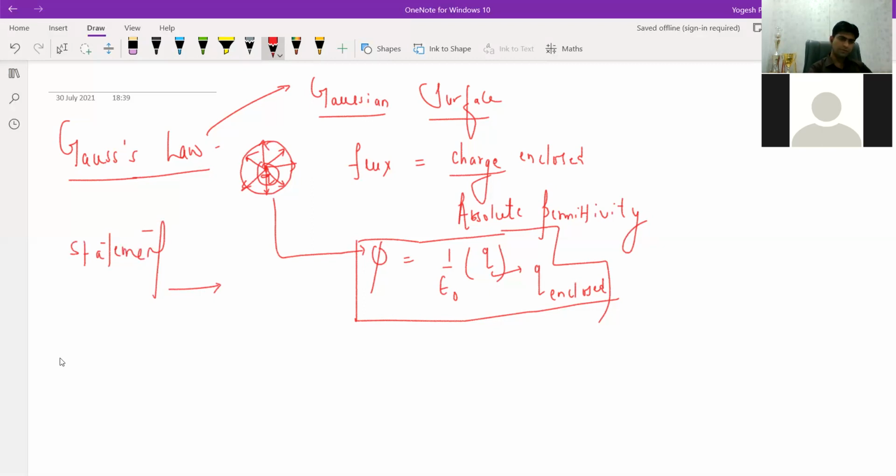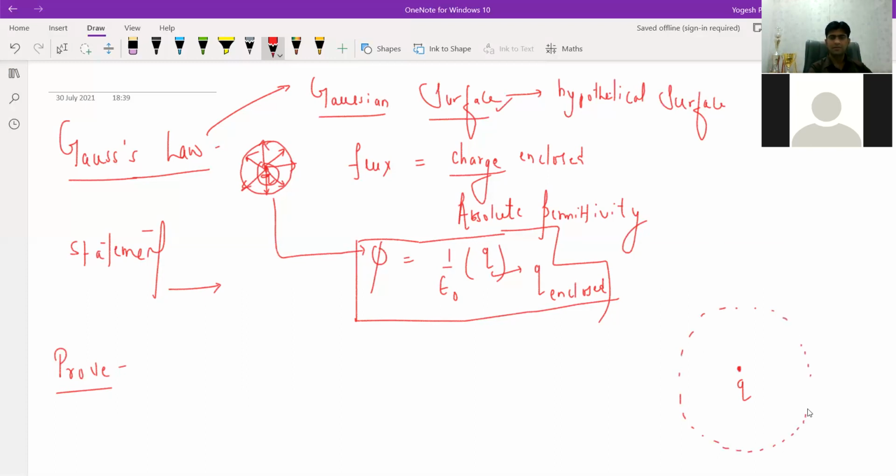Now, how to prove it? We have to prove this phi is equals to Q upon epsilon naught. We will consider one diagram here. This is charge Q, and just now we talked about Gaussian surface. Now what is a Gaussian surface? A Gaussian surface is a hypothetical surface which is symmetrical to the given charge distribution. Like this is the point charge, so what kind of symmetry is there for a point charge? It is a sphere. So this is the Gaussian surface for this particular point charge.